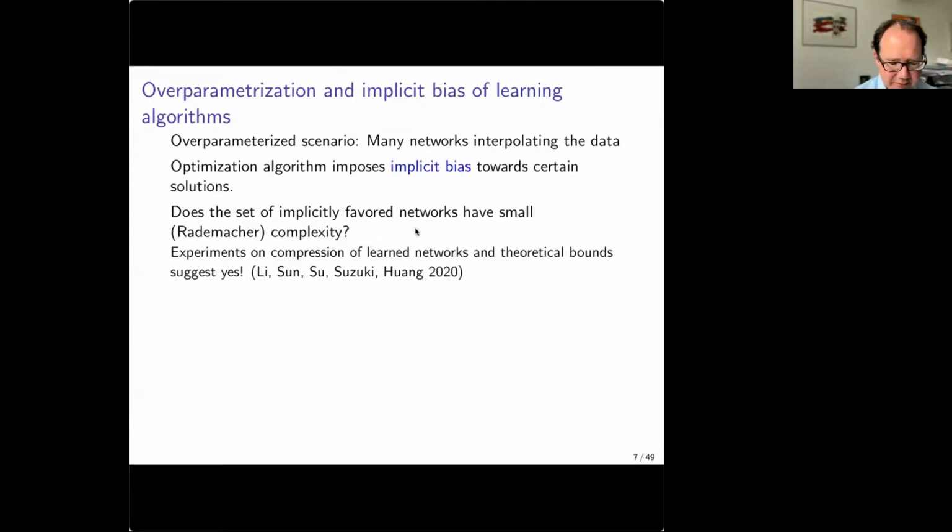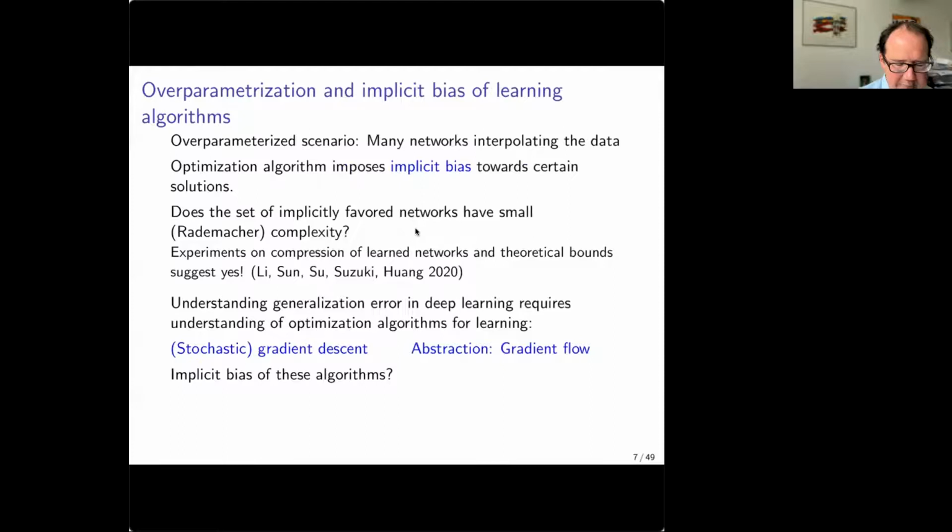these networks is much smaller. And if you basically restrict to such networks with small rank of these tensorized matrices, then the theoretical bounds get much better. But still, the question is why gradient descent finds such networks in the first place.